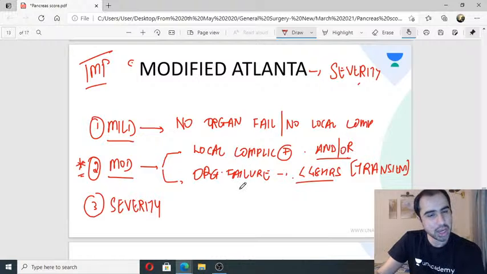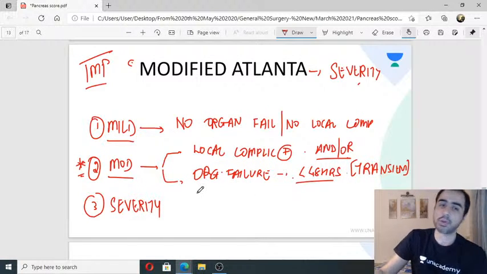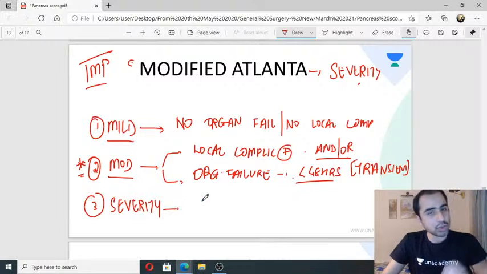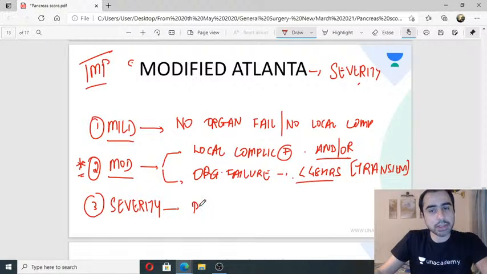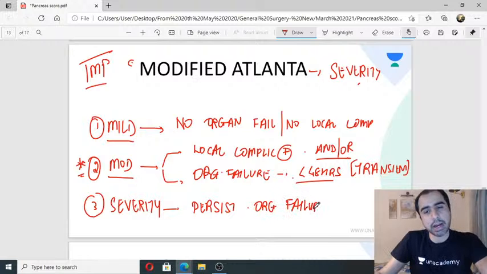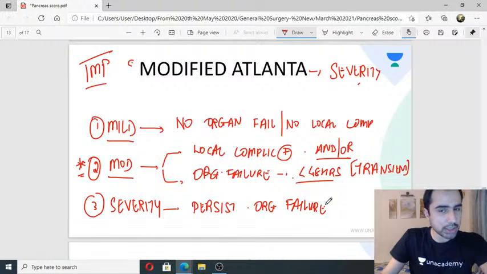Both can be present. Or one of the two things also is okay, right? But he should have either local complications or organ failure, which is transient. Of course, for severe acute pancreatitis, there is only one criterion: persistent organ failure.